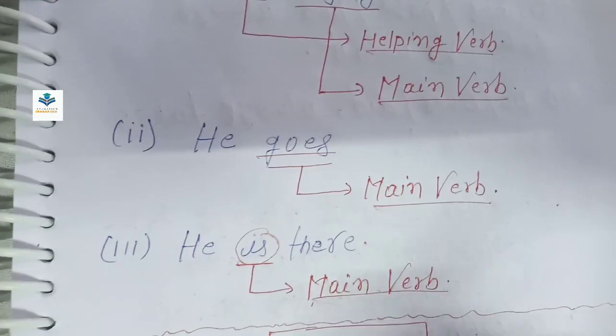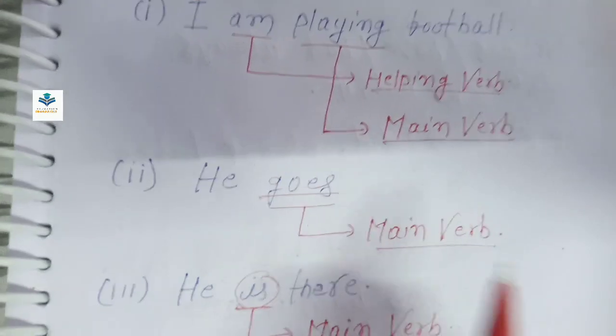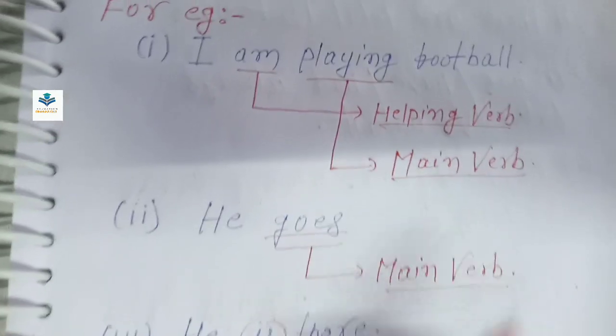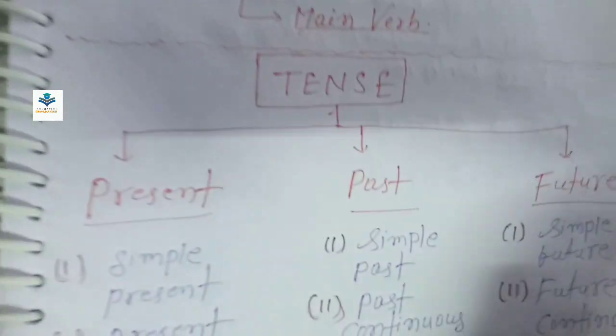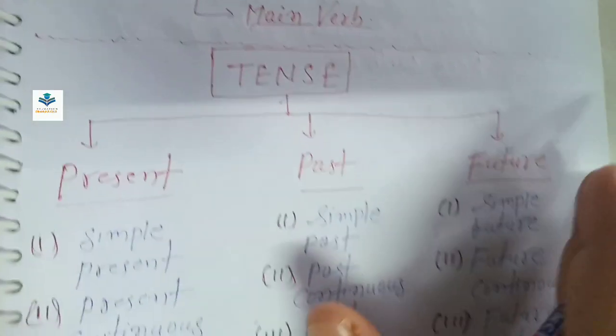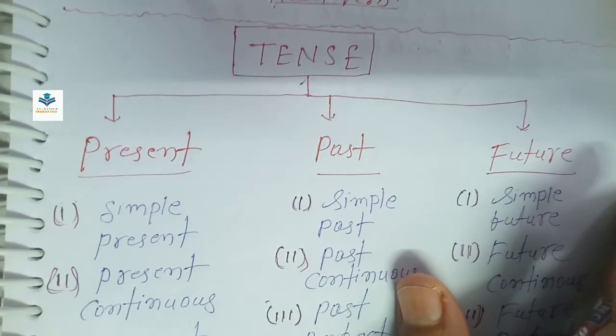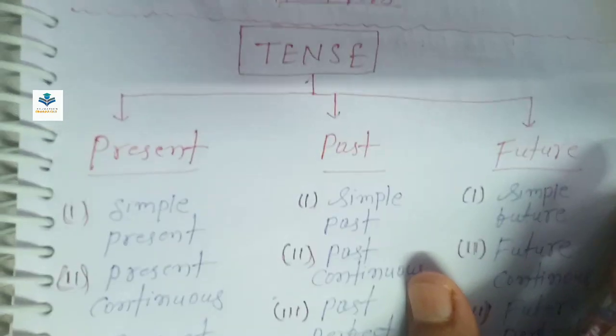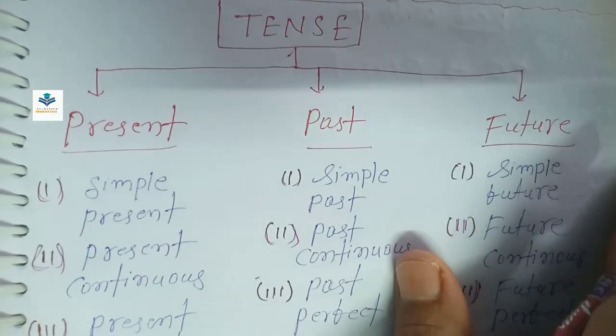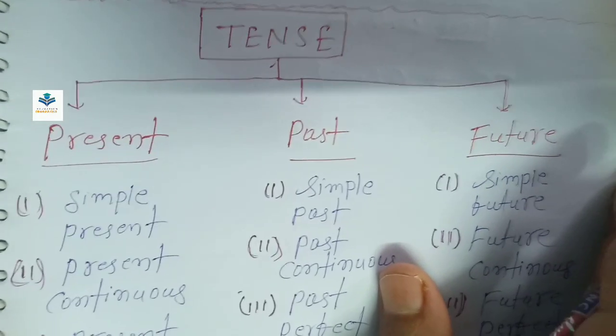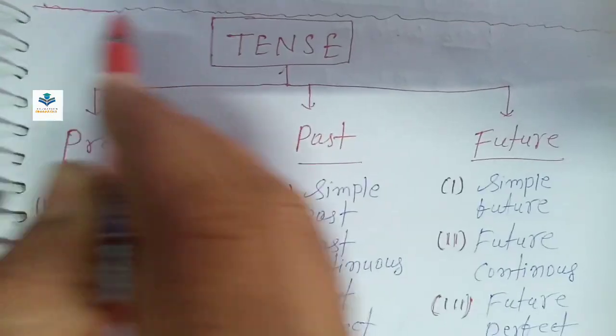And if there are 2 verbs in a sentence, one of them is known as helping verb and another is known as main verb. Now you have known about the verb and its forms and its types. So go on learning the forms of different verbs again and again. Now I will start the actual tense.